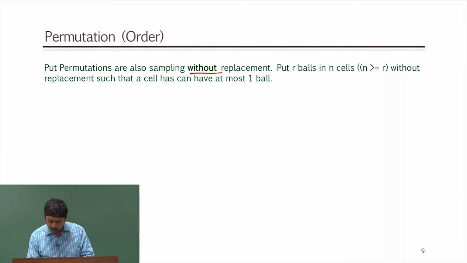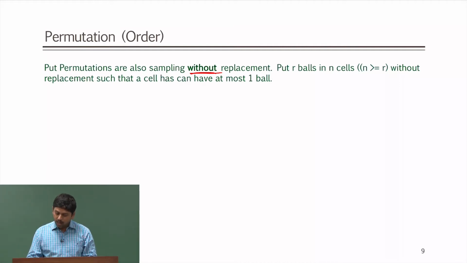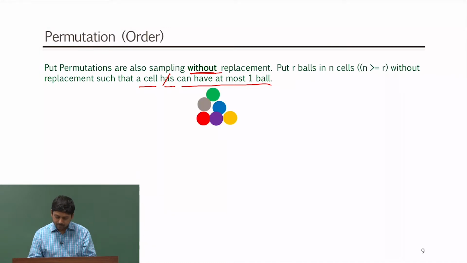Sampling with replacement gave us n to the power r, but now we will see what without replacement gives us. Put r balls in n cells without replacement, such that a cell can have at most one ball, at most. That is very important. Why? We will come back to it in a moment.